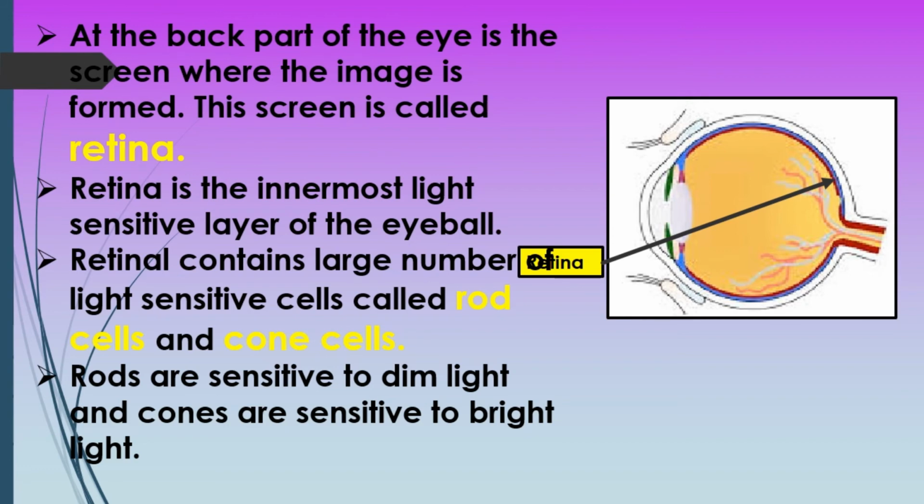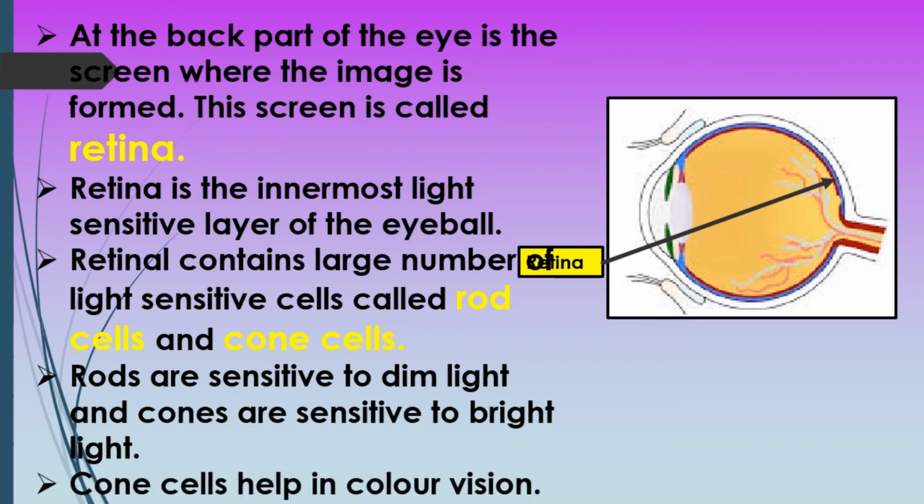Can you identify color in the dim light? You cannot. This is because in dim light, rod cells are active. Cone cells are not activated in dim light. Hence, we do not get color vision.